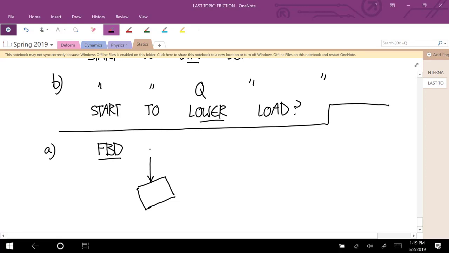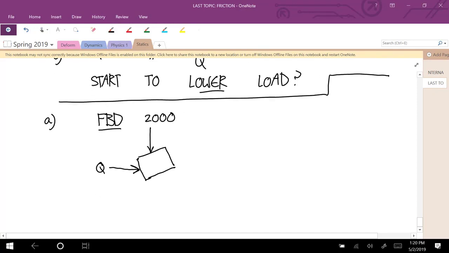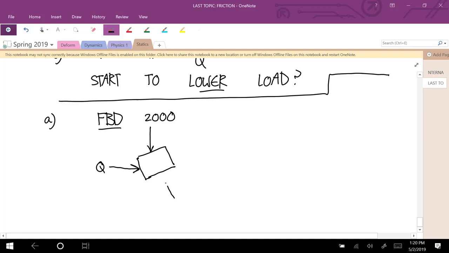And what did I say, 2,000 newtons? So there's a downward force of 2,000 newtons. And then we're talking about raising this load, so the horizontal force is going to be this way. That's our Q. And then we have a normal force and a friction force that's resisting moving up the ramp.